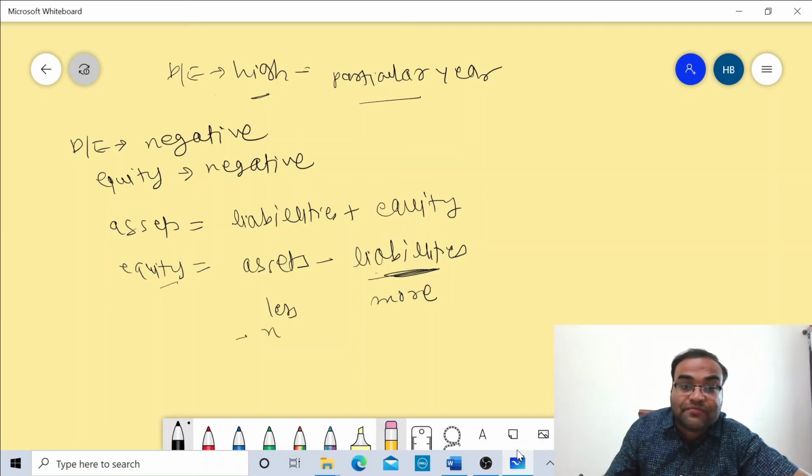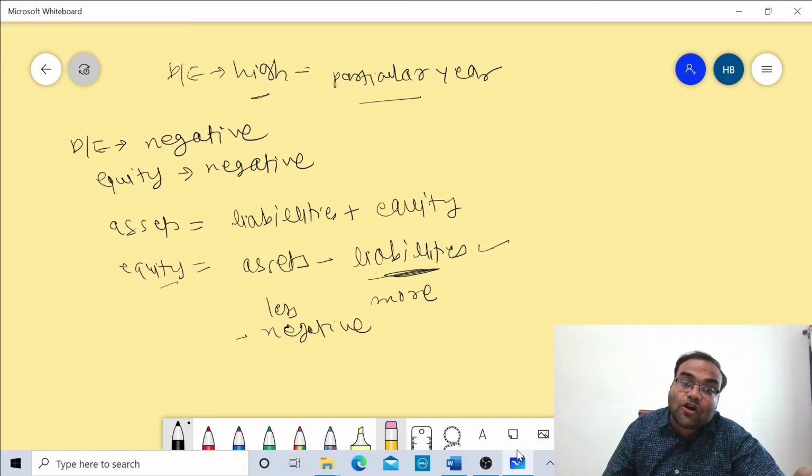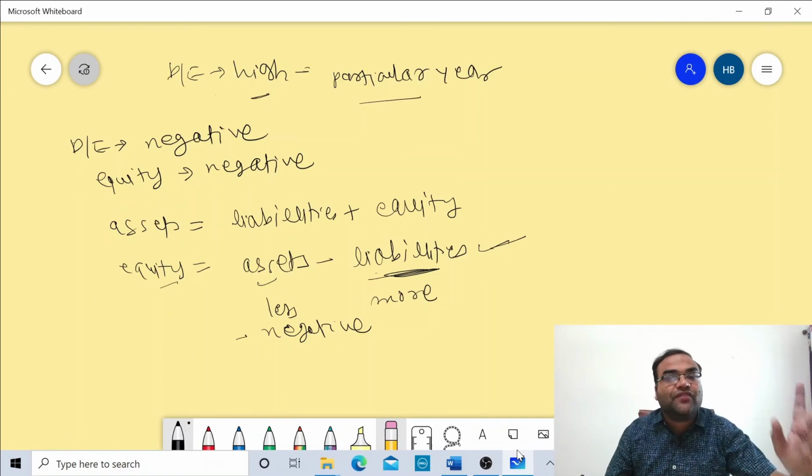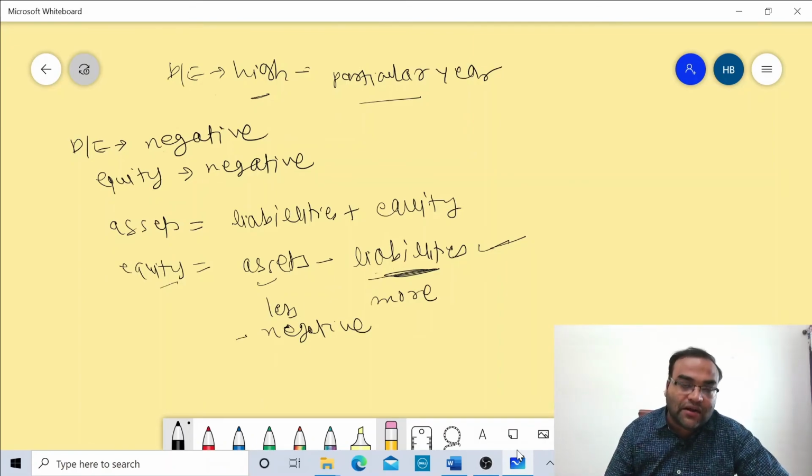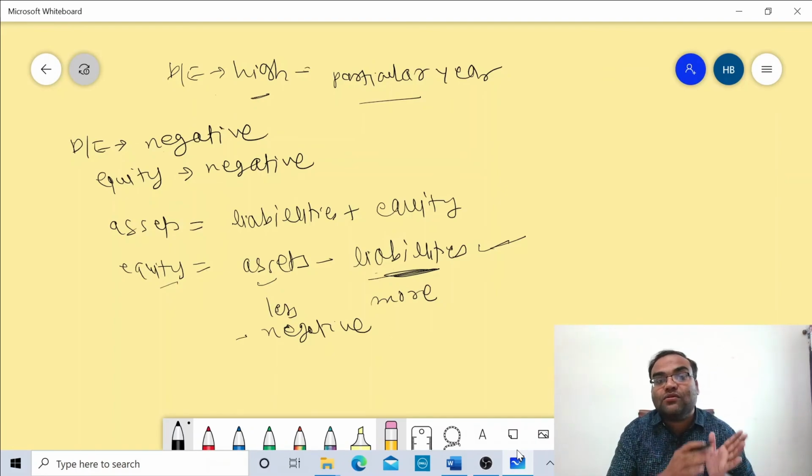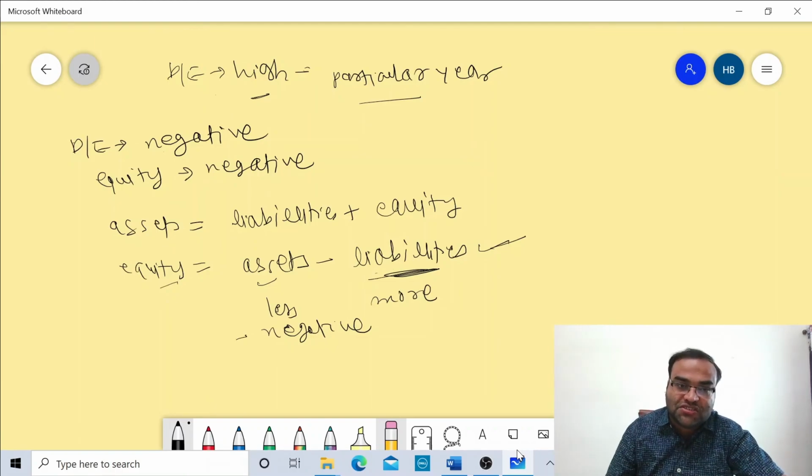This term will be negative, which means the company has a lot of liabilities but does not have assets to justify those liabilities. Such a situation arises when the company is on the verge of bankruptcy. Whenever a company is going bankrupt, it can have a lot of liabilities but not a similar amount of assets to justify them. So in such a case, the D by E ratio can be negative.